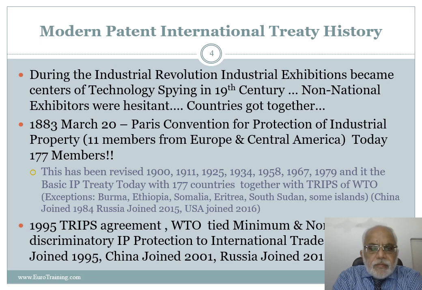But in 1995, the TRIPS agreement was signed, under the WTO system. TRIPS was one of the 20 agreements that were bundled together in the WTO, World Trade Organization. And the TRIPS agreement basically defined some minimum intellectual property rights that have to be given to inventors around the world in all member countries.